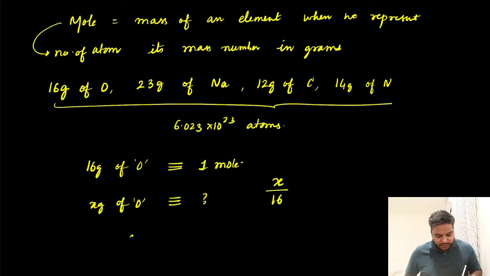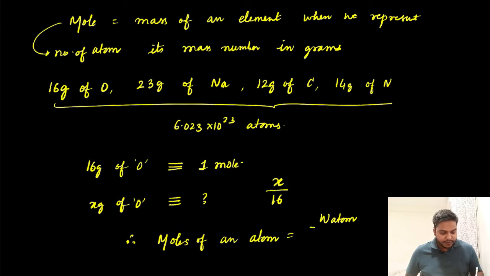So from here we can generalize a formula that moles of an atom will be equal to the weight of the atom given, or the mass of the atom given, divided by the atomic mass.